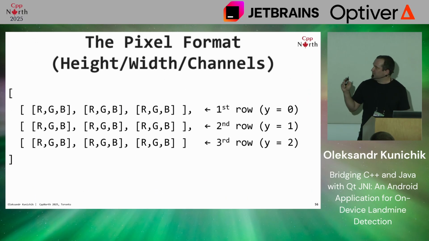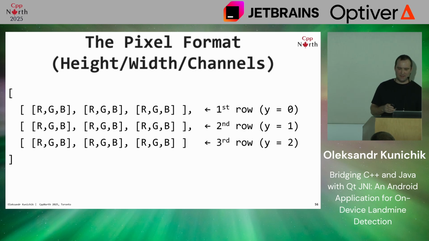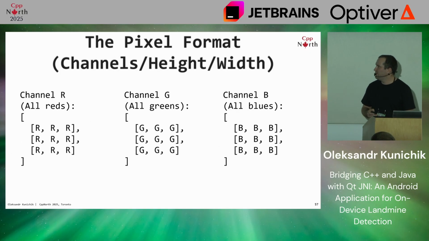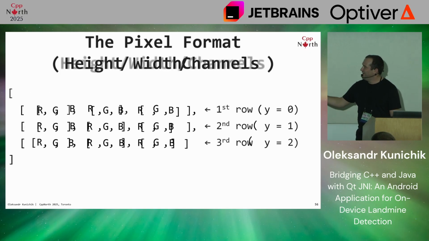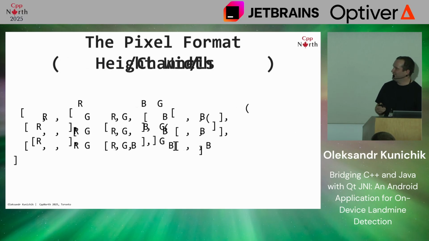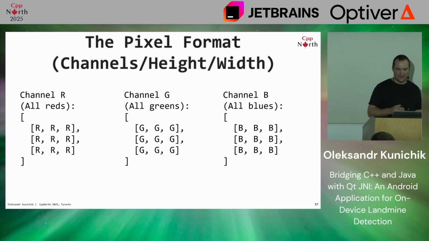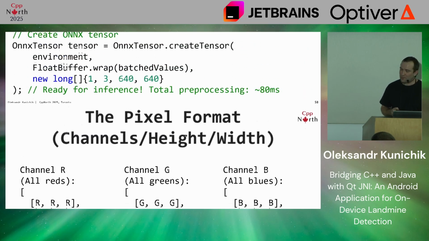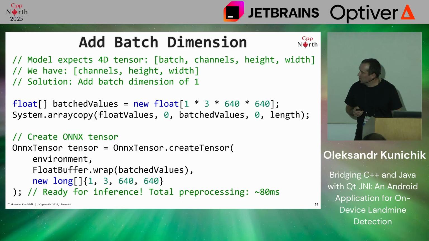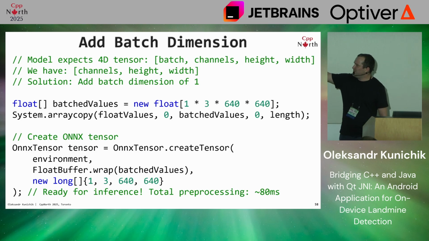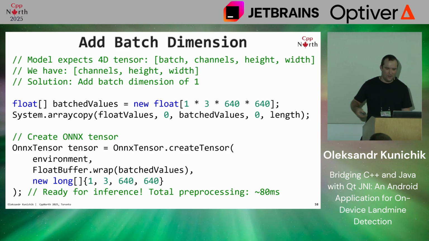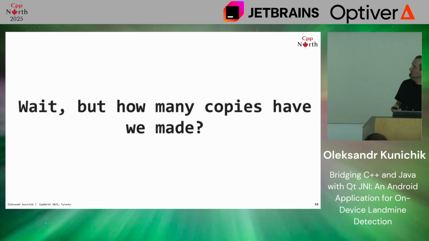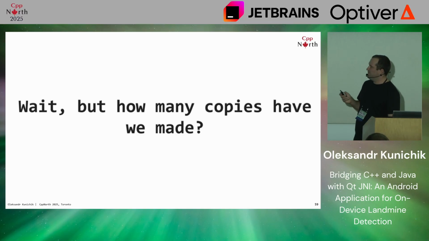So this is how Android sees it. It's like a picture with 9 pixels, like in real images. And let me play it again. And we reorganize them into the different order. So this is a complete reorganization, about 1.2 million values. After that, we also add one dimension, copy everything one more time to a new array, and everything is ready for inference. But how many copies have we made?